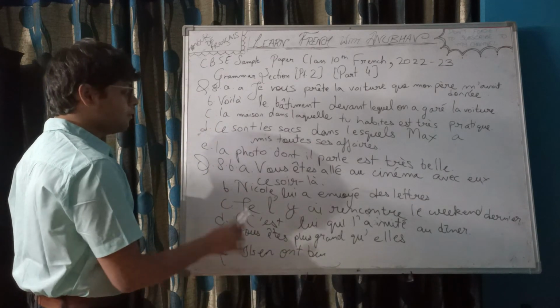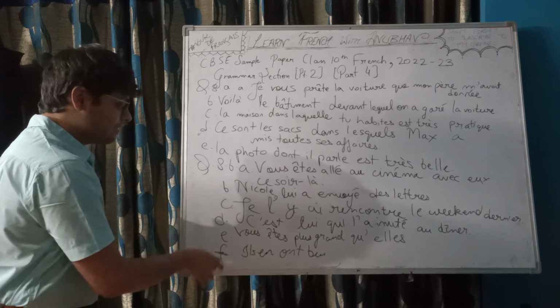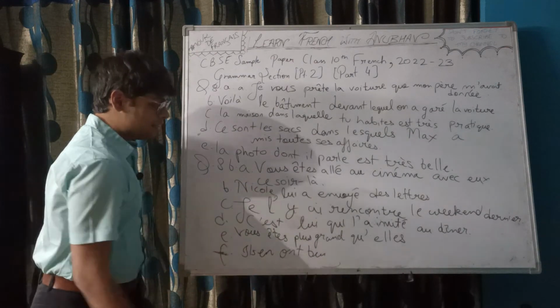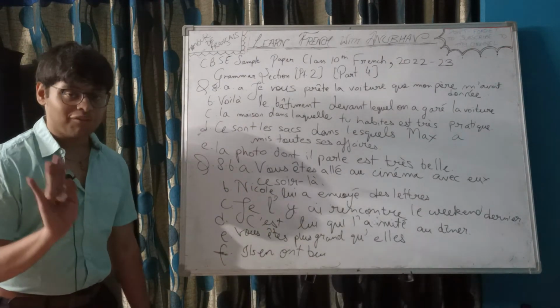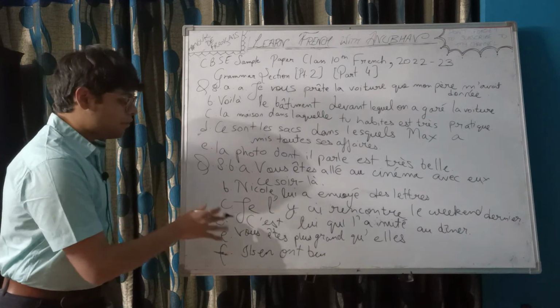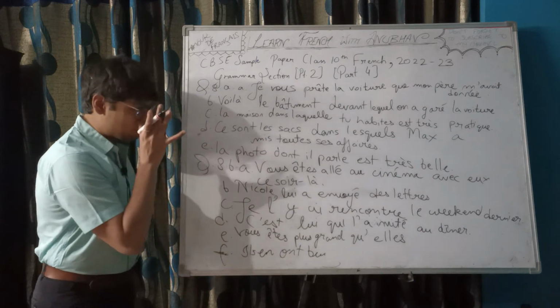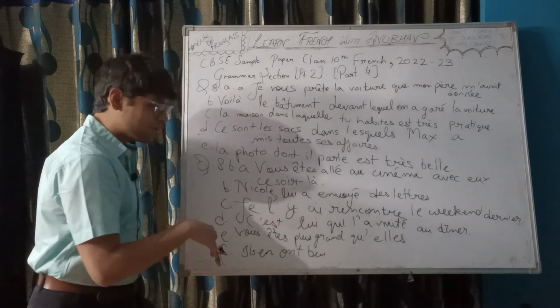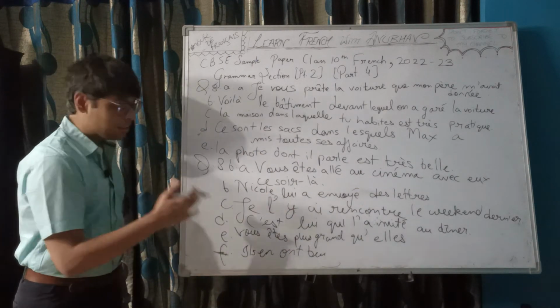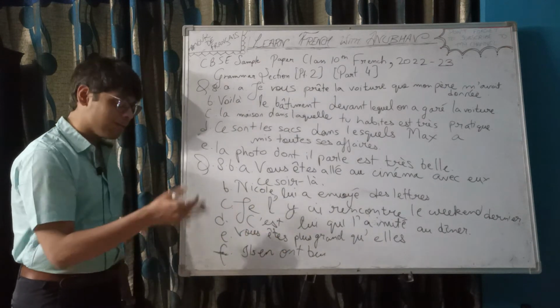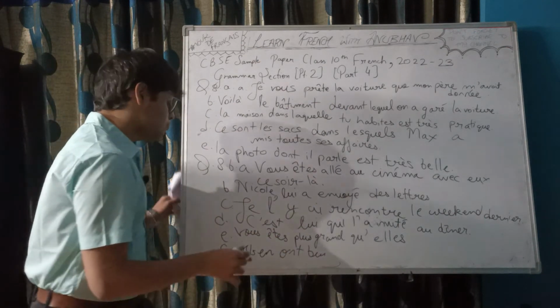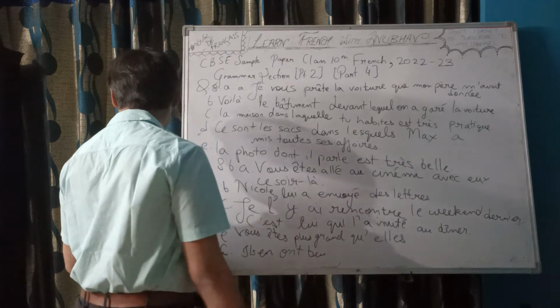Oh, I think a few minutes back, in one of these answers, I said it like this as the past participle. Really sorry for that. The pronoun comes before the auxiliary verb, not the past participle. Past participle comes after the auxiliary verb. So, ils en ont bu. I'm talking about affirmative, okay.